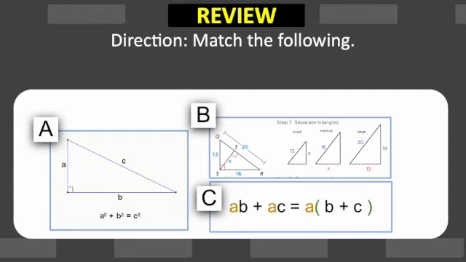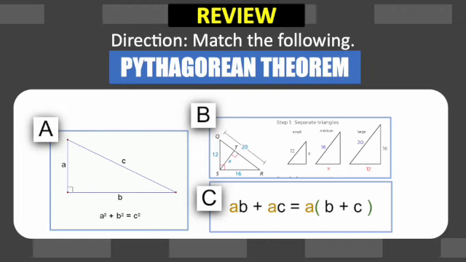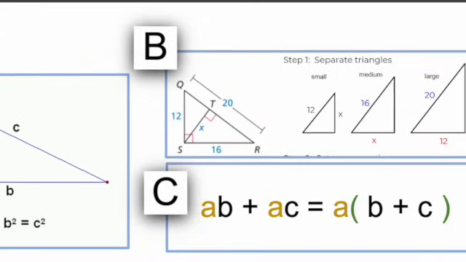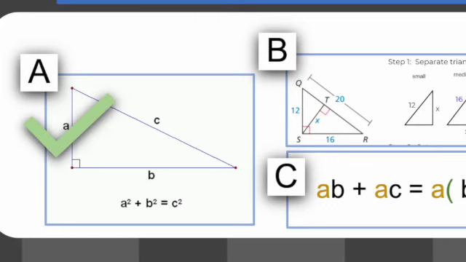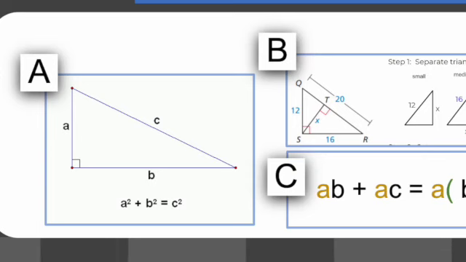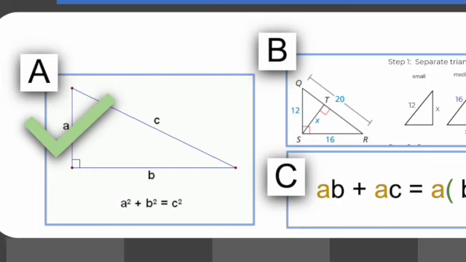First word, Pythagorean Theorem. Medyo madali ito, no? What letter? Is it A, B, or C? The answer is letter A. That's actually the definition of the Pythagorean theorem. It's C squared equals A squared plus B squared.